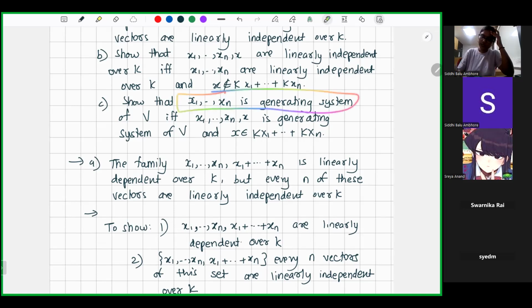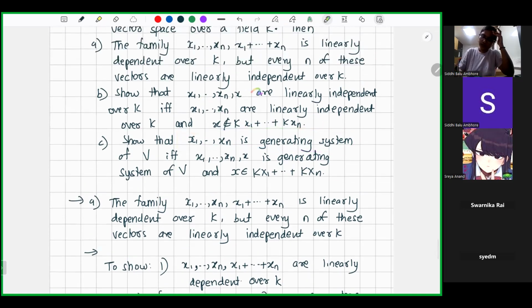If x1 to xn are linearly independent, then these are linearly independent, and this last one does not belong to the existing ones. So that's what you wanted to say, right? vi does not belong to kvj. So this is exactly what it says.